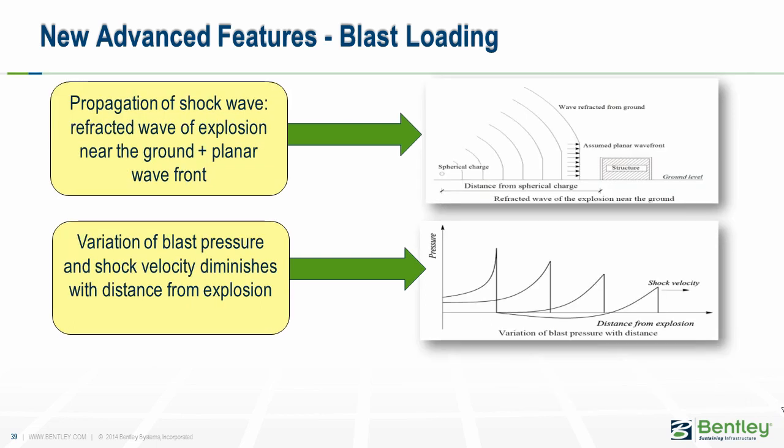The first schematic shows the propagation of the shock wave. The reflected wave of the explosion near the ground combines with the planar wave, hence augmenting the total shock effect. The second figure shows the variation of the blast pressure and shock velocity. They diminish with the distance from the source of the explosion.